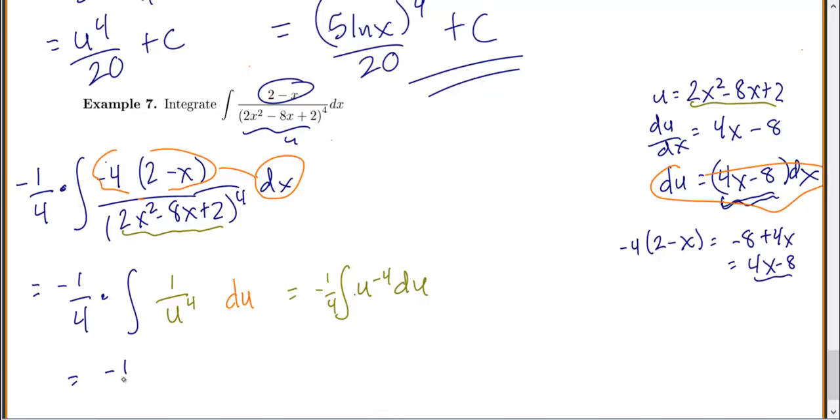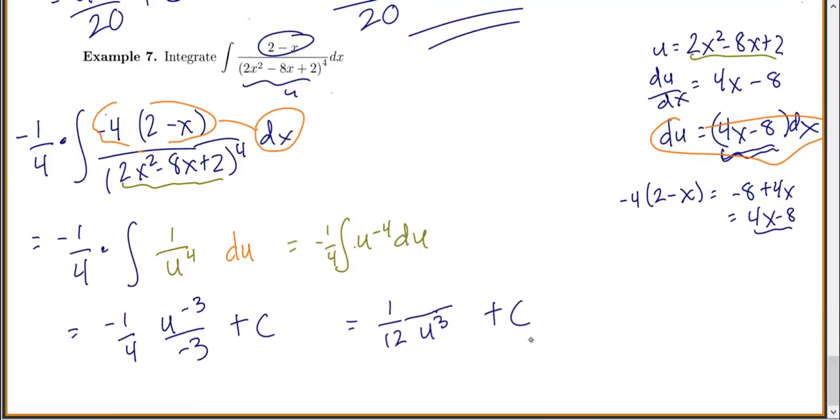So this is negative 1/4. Now u to the negative 4, you raise the power by 1, so u to the negative 3, and divide by your new power of negative 3, plus c. And we can cancel a little bit, so this is positive 1 over 12, and u to the negative 3 means we'd probably bring it back down, so u to the 3, plus c. And as your final step, let's put x's back in. So 1 over 12 times (2x squared minus 8x plus 2) to the power of 3, plus c.